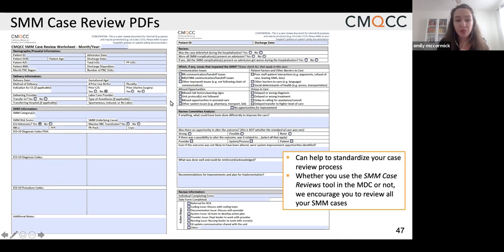So this first page provides clinical information about the patient, and then the second page guides you through what the discussion would be in a case review setting. So identifying if the complications were present on admission, what issues may have impacted it, what could have been done differently, and then what the action steps are moving forward. So these questions align with the case review metric in the Maternal Data Center. So just know that these are the same. So if you wanted to take this form, fill this out, and then put that information back into the Maternal Data Center, you could do that.